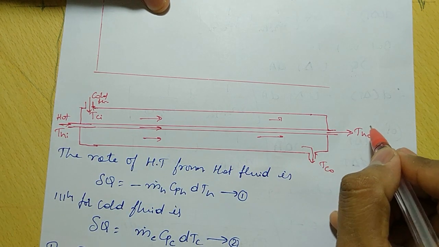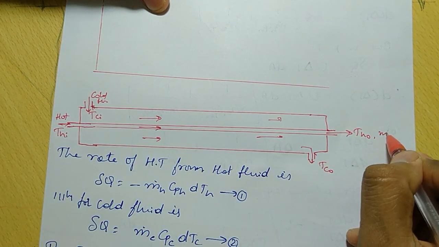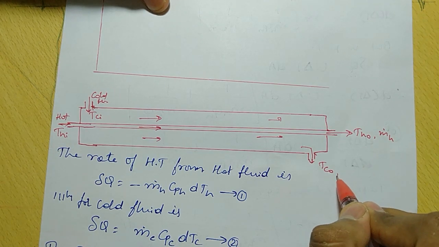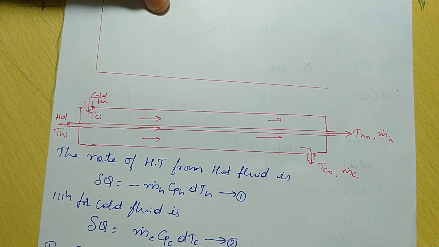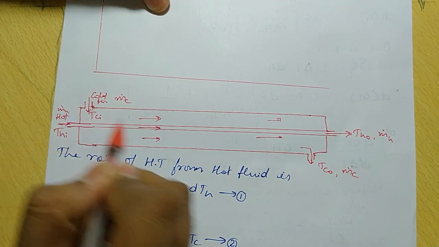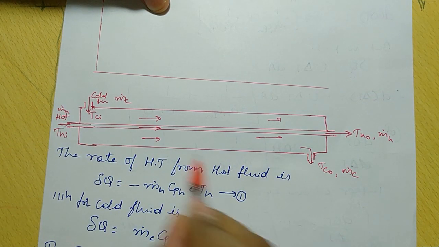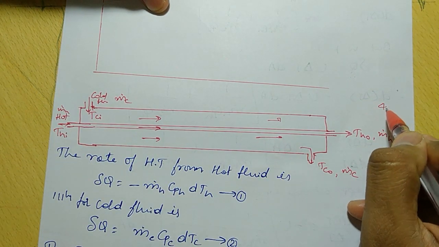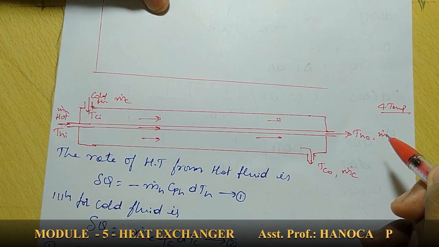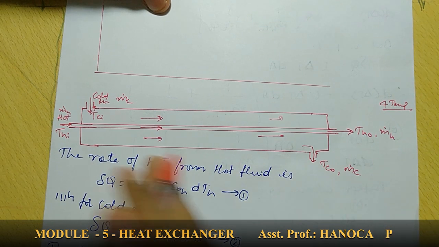M dot h represents the mass flow rate of the hot fluid, and m dot c represents the mass flow rate of the cold fluid. Totally how many temperatures? There are four temperatures: two temperatures for the hot fluid and two temperatures for the cold fluid.